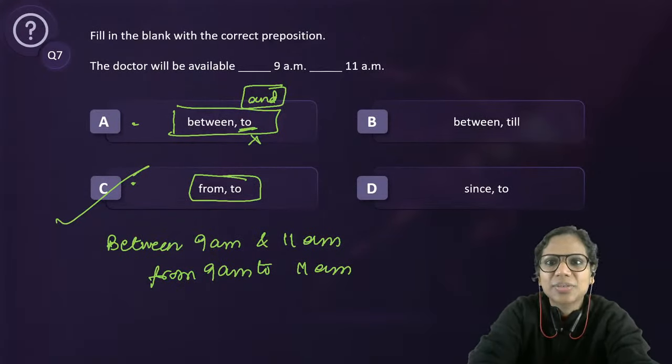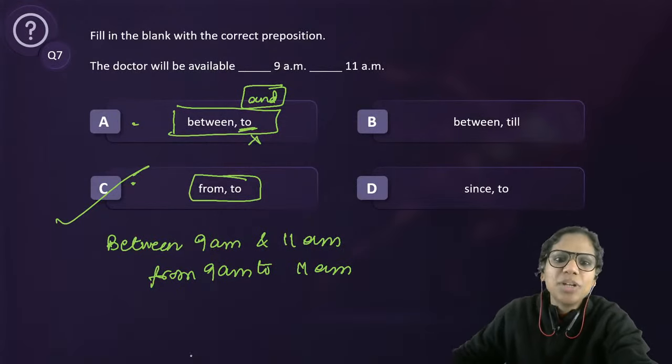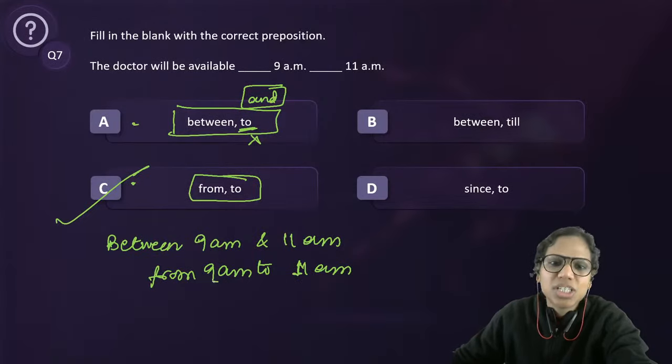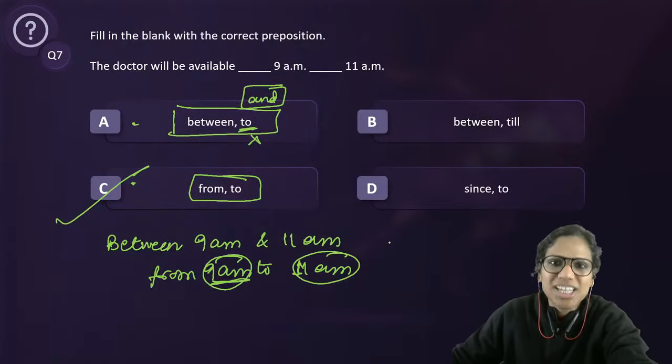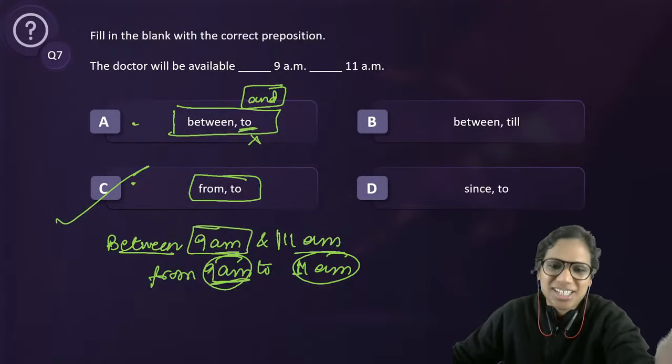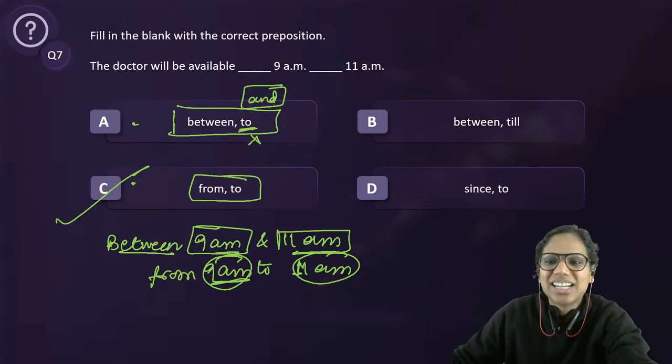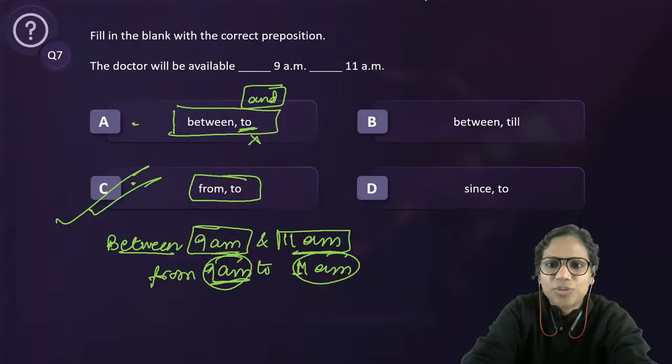Yes. So when I say from 9 a.m. to 11 a.m., it includes the point when the clock strikes 9 and the point when the clock strikes 11. When I say between 9 a.m. and 11 a.m., it excludes these 2 points, these 2 precise points. That's the difference. Inclusive, exclusive. All right. So the answer here is option C. Hope this is clear to everyone. Perfect, perfect.